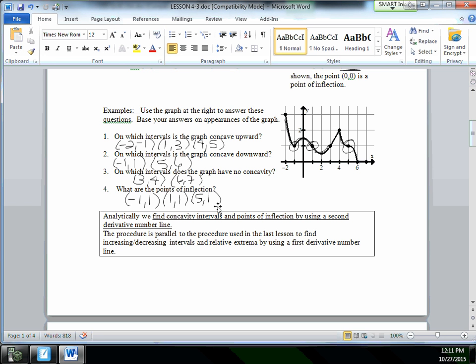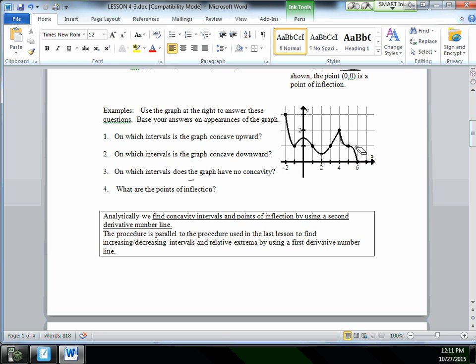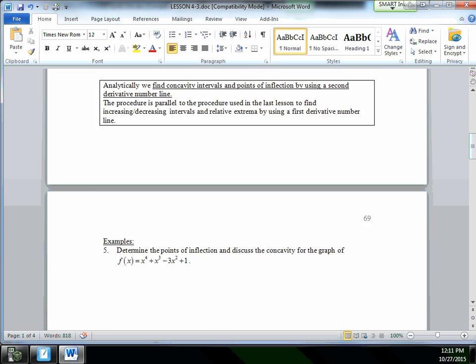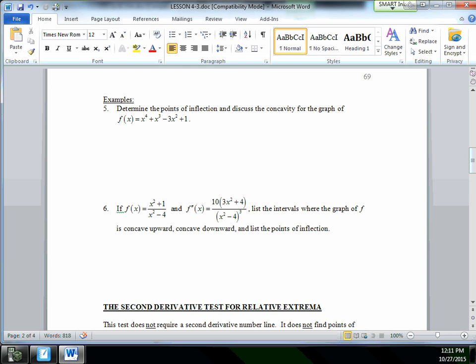Okay, so now we're going to practice. What if I just have the equations and I don't have time to look at the graph? How can I find the points of inflection? And how do I know where it's concave up and concave down on the function? So here we go, we're going to practice it.